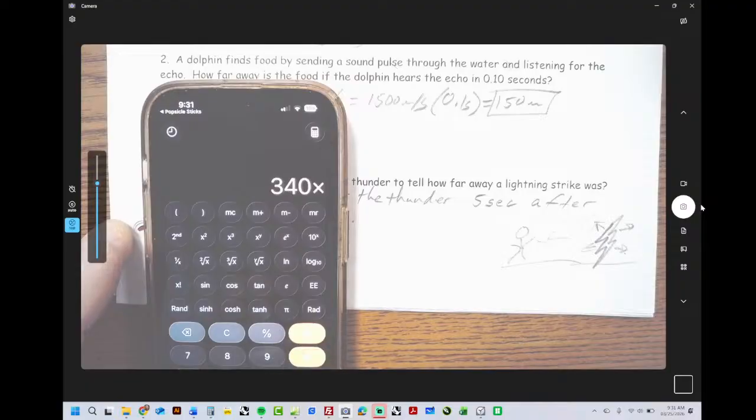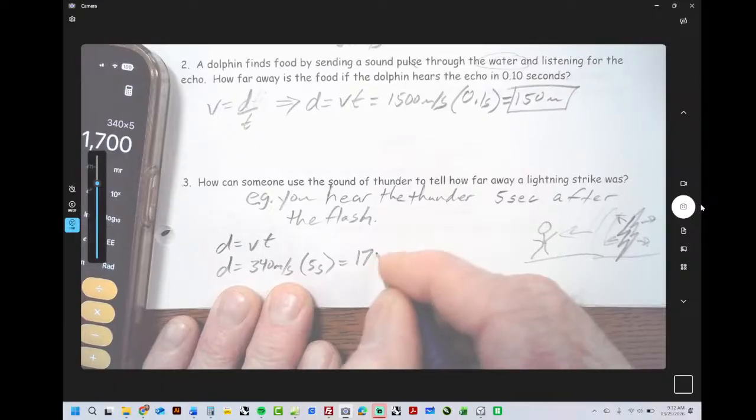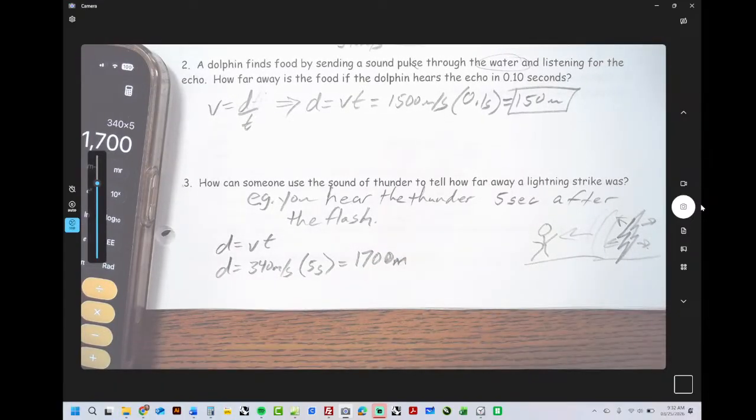So that would be 340 times 5, 1,700 meters. About how many miles is that? It's like 1.5 miles.